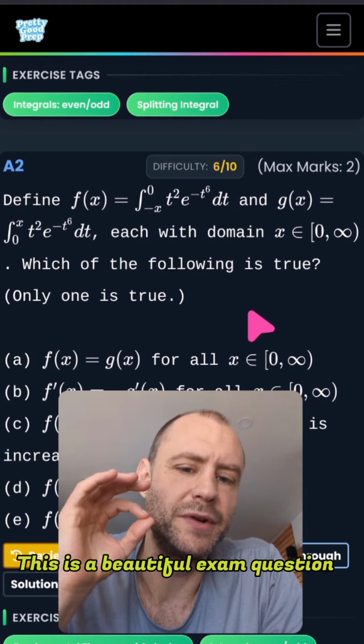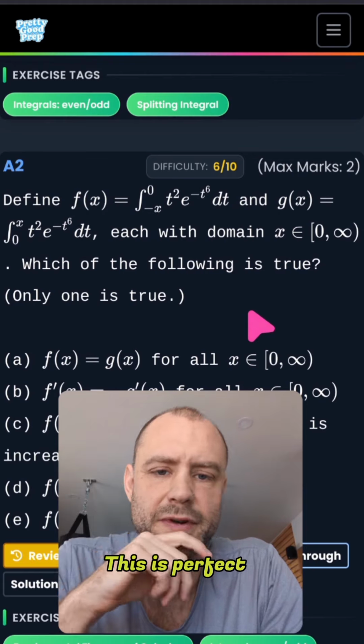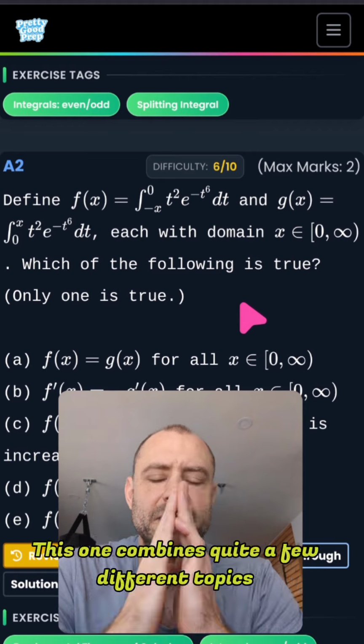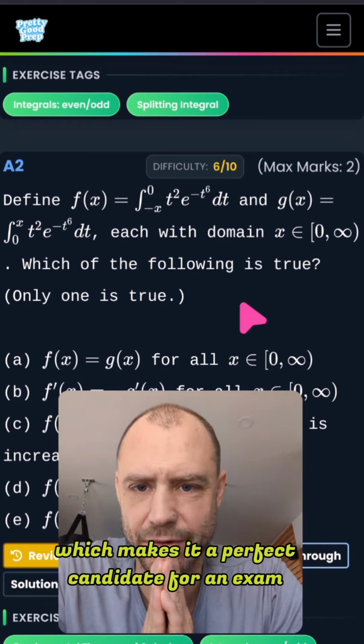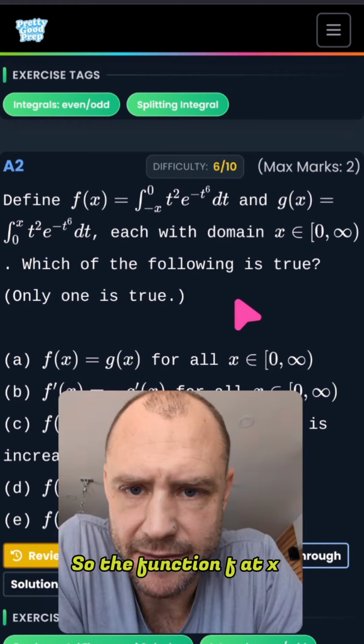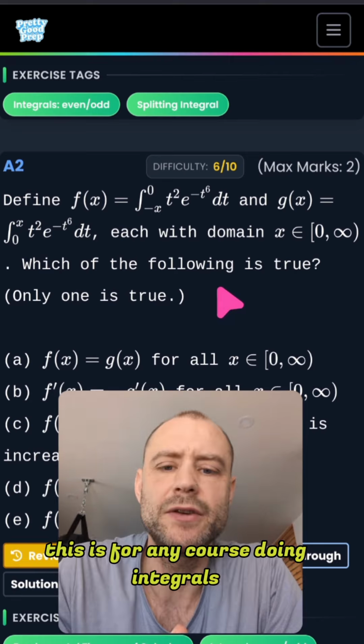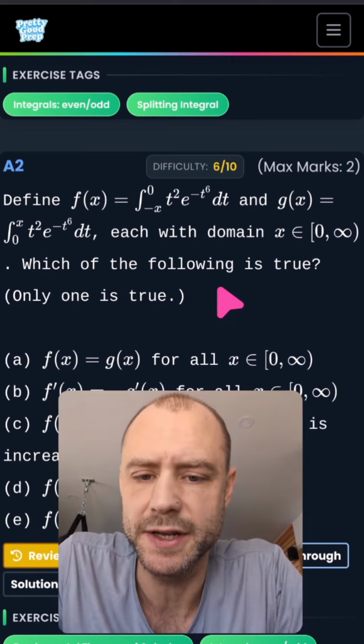This is a beautiful exam question. This is perfect. This is what you would get on an exam. This one combines quite a few different topics, which makes it a perfect candidate for an exam. Let's talk about it. So the function f at x, this is for any course doing integrals, an introductory course with integrals.